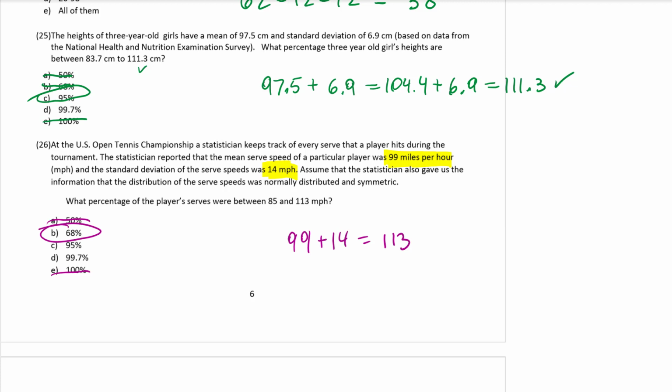All right. Do you understand this? It just gives us the probability, a percentage of possibilities. So if we know the average is 99 and the player has a standard deviation of 14, then we do expect 68% of the player's serves are going to be between those two numbers because the standard deviation is 14. It's what we call an empirical rule.